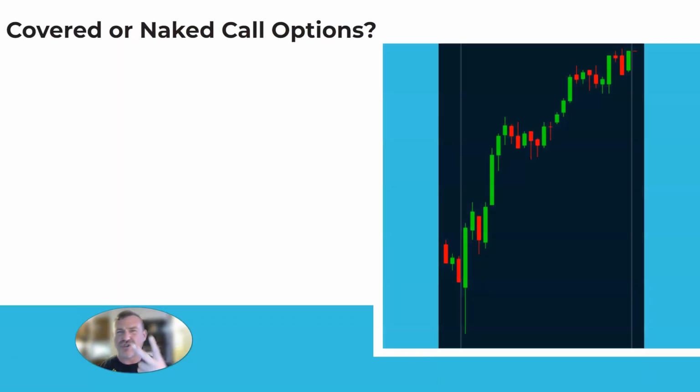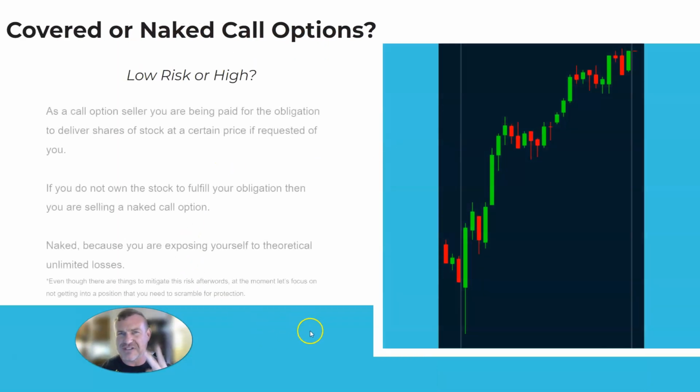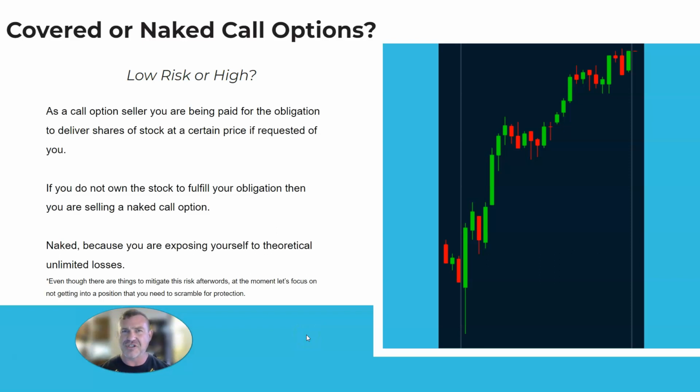Basically, there are two ways to sell call option contracts for income. One is called a covered call option, and one is called a naked call option. We're going to be talking about the differences, but in the big picture, the difference is low risk or high risk.